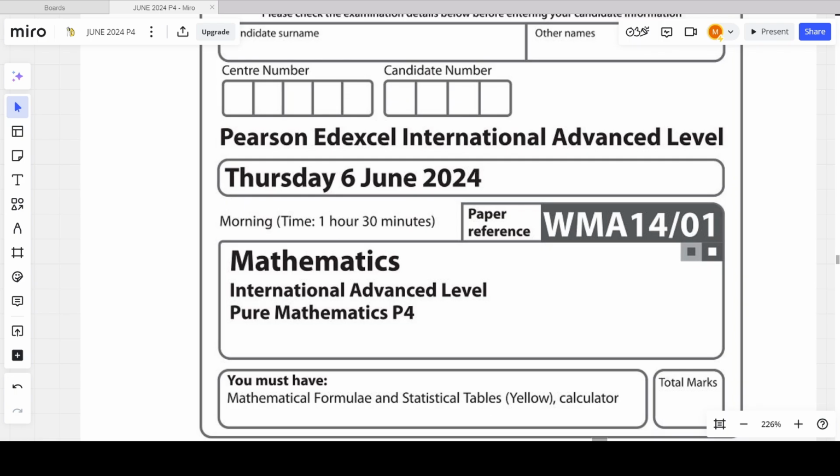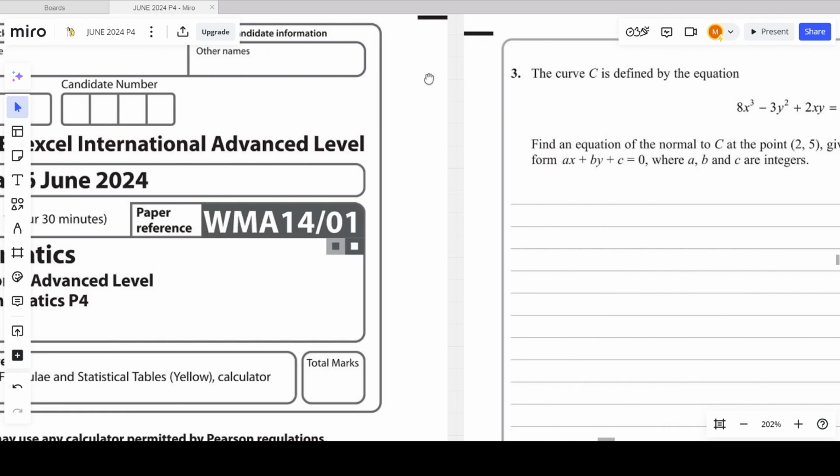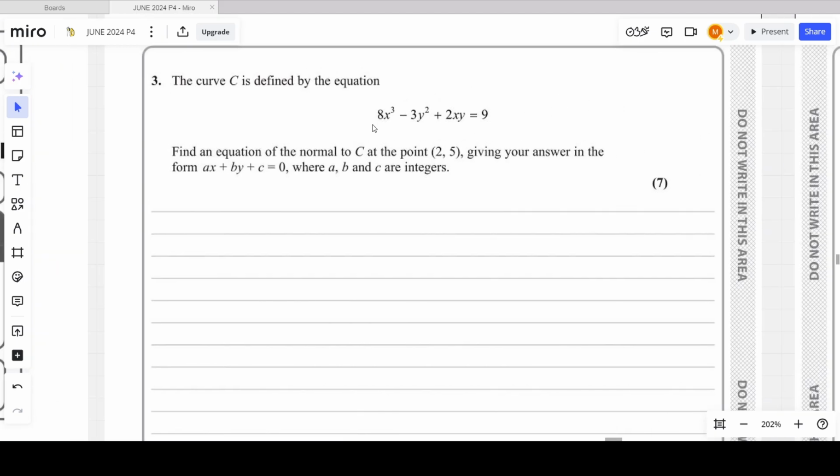In this video we will be solving a question from P4 differentiation. To be specific, this is a question from the P4 implicit differentiation part. So we will use implicit differentiation to approach this question.